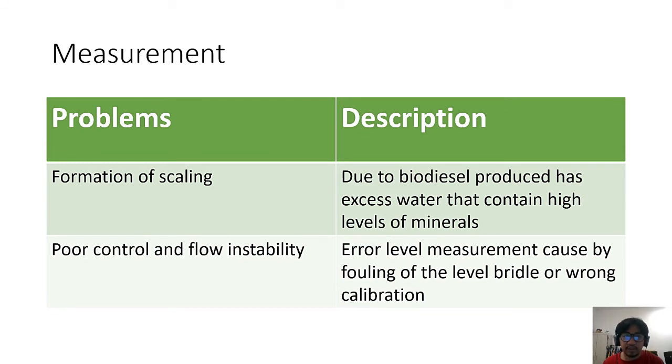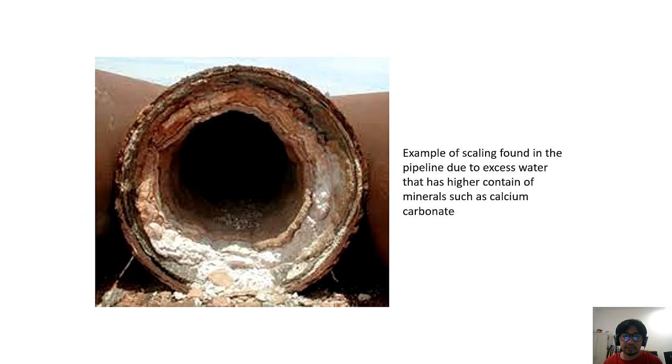The first problem that we might encounter is the formation of scaling that narrows the inside diameter of the pipeline. Another problem is poor control and flow instability caused by error in level measurement due to wrong calibration. The picture shows an example of scaling found in the pipeline due to excess water that has a higher content of minerals such as calcium carbonate.